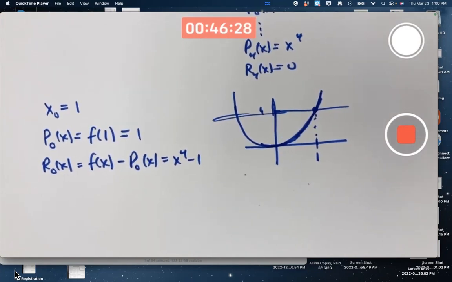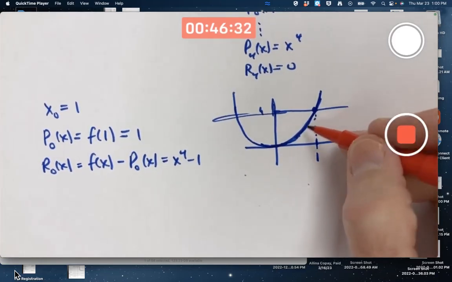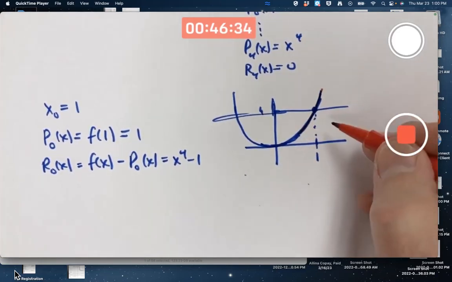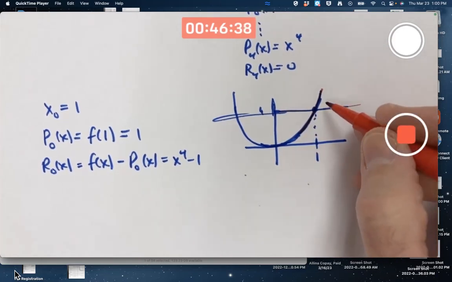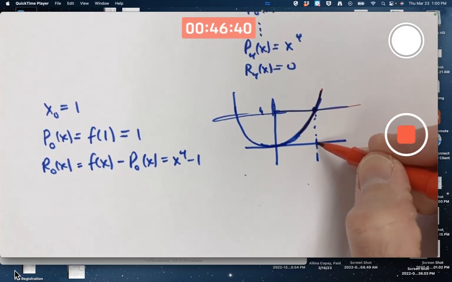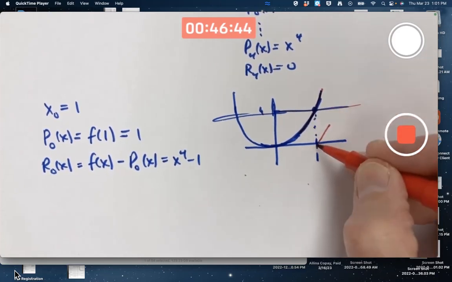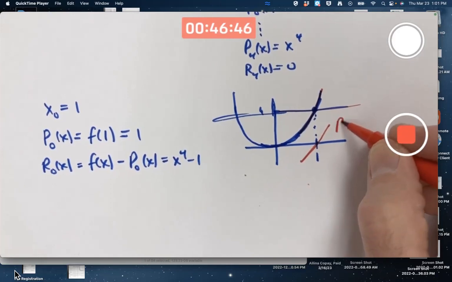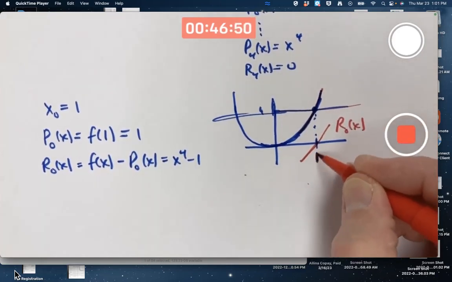What does the graph of R0 of X look like? We're taking the actual function, that's the x to the fourth, and subtracting the approximation, the constant function 1. Over here, we get positive values for the difference. And over here, you get negative values. This would be the graph of R0 of X near x equals 1. This is the number 1 here.